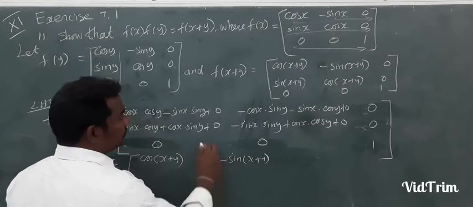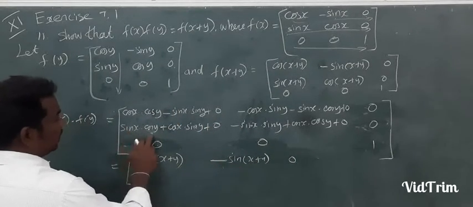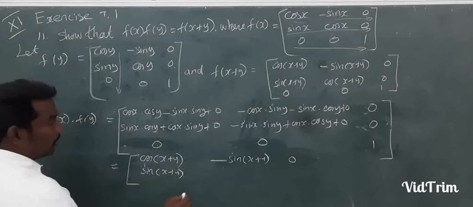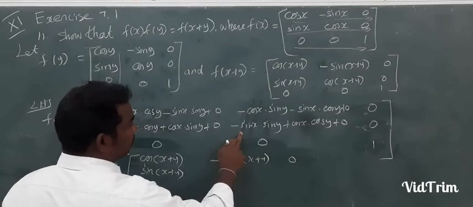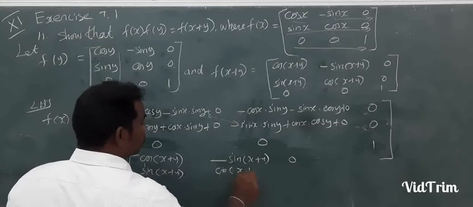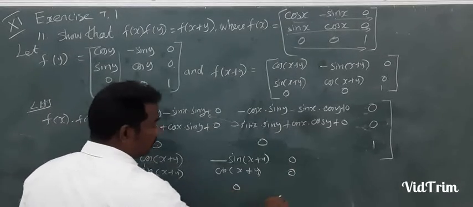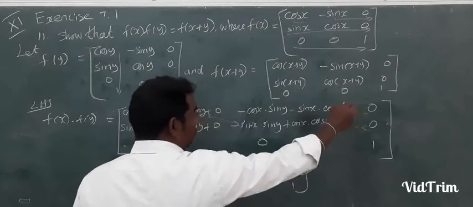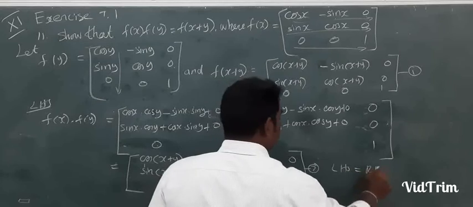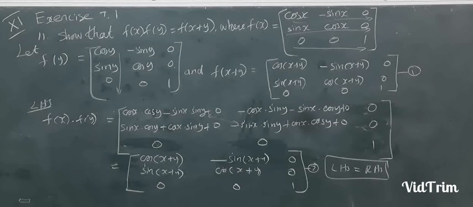And last one 0. Same formula again, sin a cos b plus cos a sin b. So we will write sin of x plus y, and this is minus. We have the same formula like this. So you write cos of x plus y, and last time 0. Here also 0, 0, 1. So the right hand side and the left hand side are equal. Hence verified.